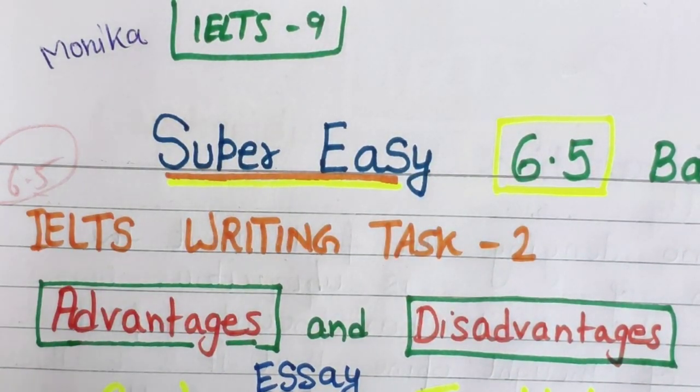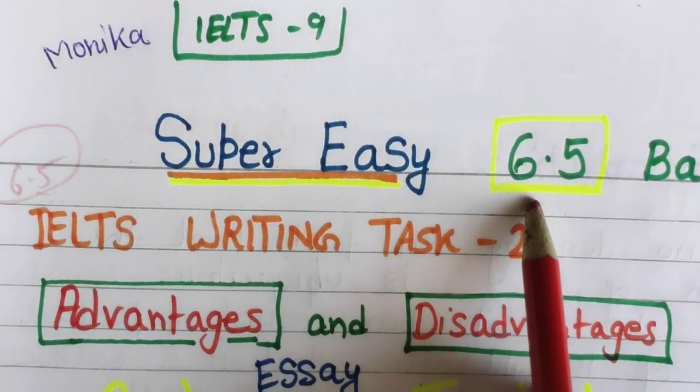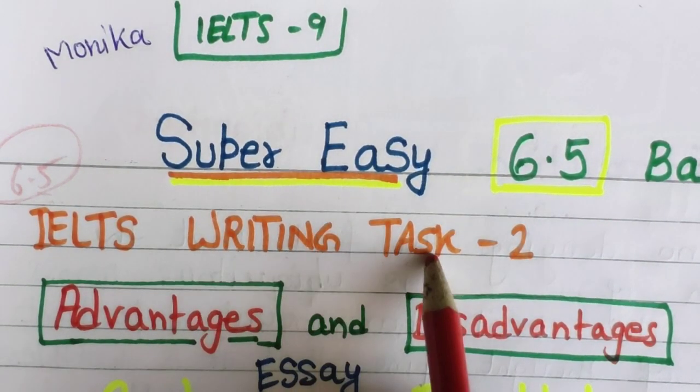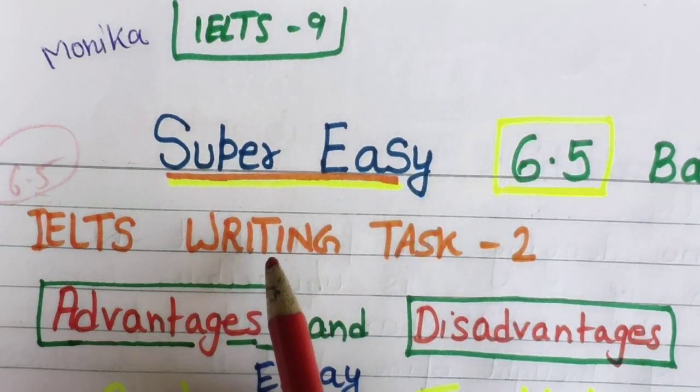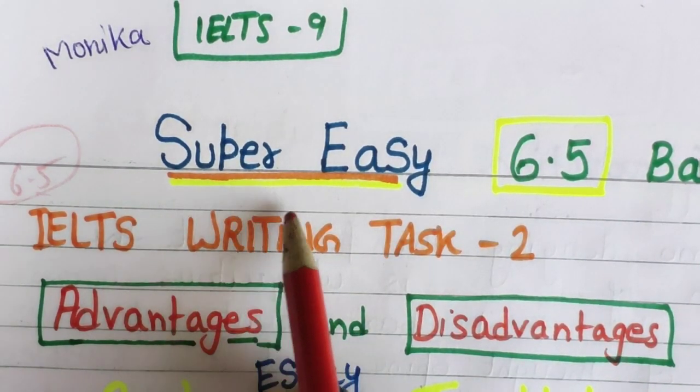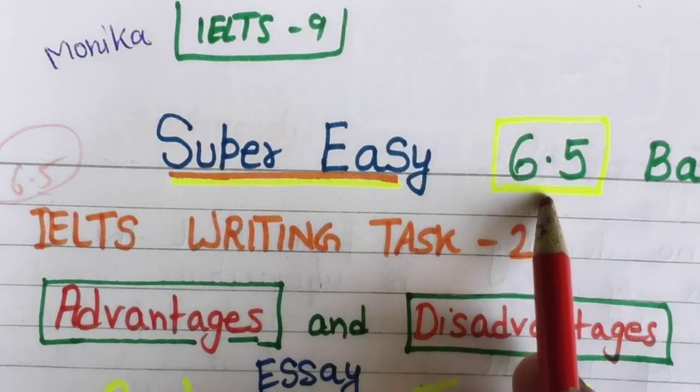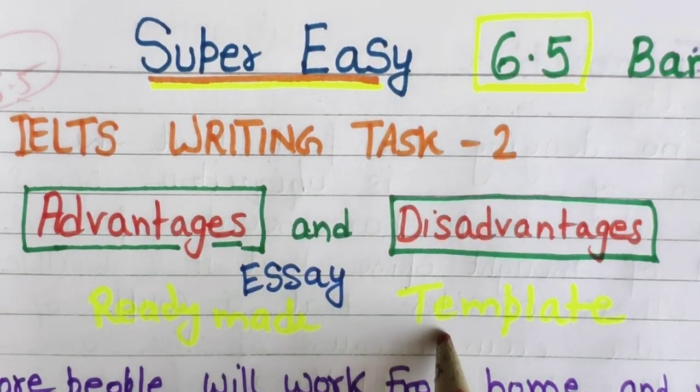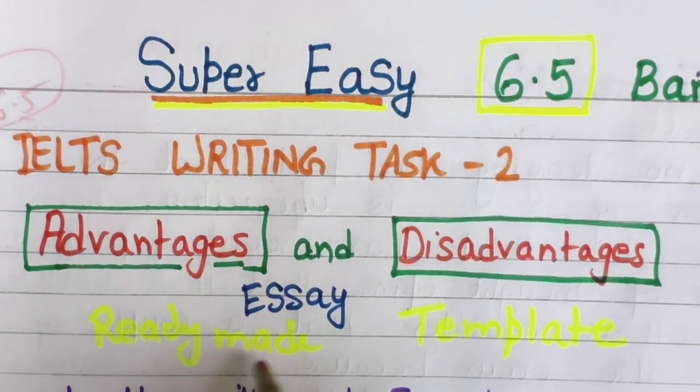So here I am going to tell you how to get 6.5 band score in IELTS writing task 2. I am claiming that it is super easy to get 6.5 bands with the help of ready-made templates. These ready-made templates are easily available on numerous websites as well as on YouTube videos. You can use any of them, but the condition is you should learn it word by word. You should not forget to write any single word when you are writing these templates.